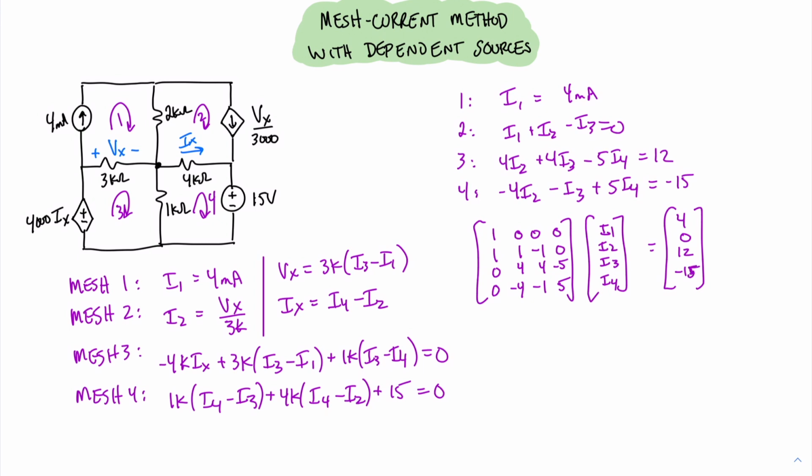And when we solve that and plug it into something like MATLAB, we find that, of course, I1, as we already know, is 4 milliamps, I2 equals minus 5 milliamps, I3 we'll find as minus 1 milliamp, and I4 equals minus 7.2 milliamps.